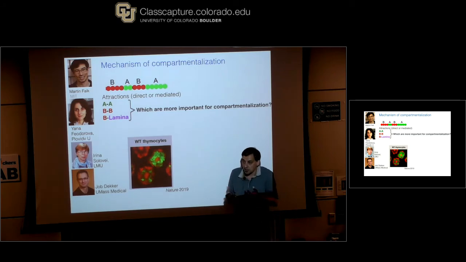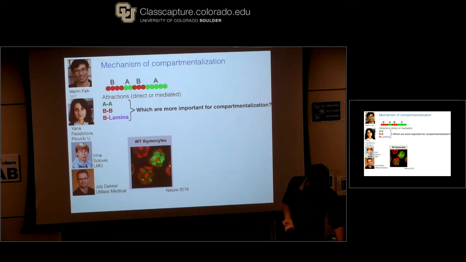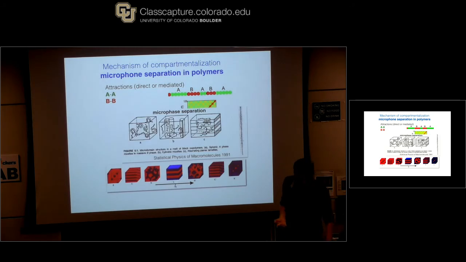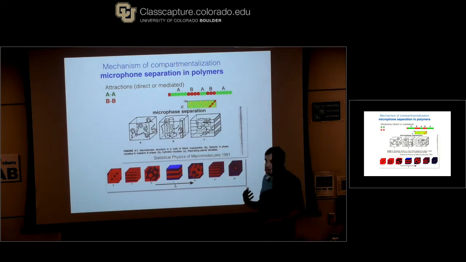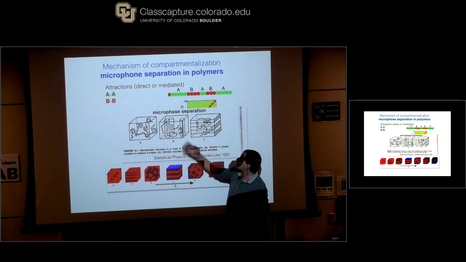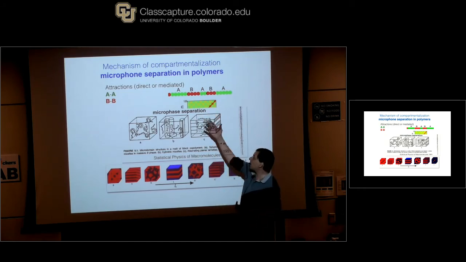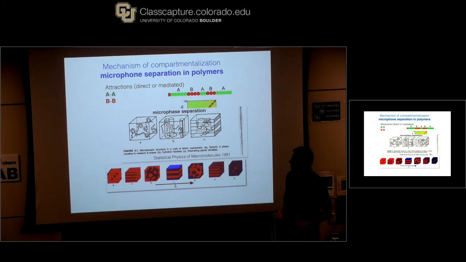So this is real phase separation, and it turns out to be driven by the same principle as microphase separation in polymers. You have a polymer that consists of two types of beads, A and B, and if A is attracted to A and B is attracted to B, they phase separate. That's easy. They're used in industry, like in barbecue sauce, because they can destabilize the interface of oil and water, to make sauces look nicer on the shelf.